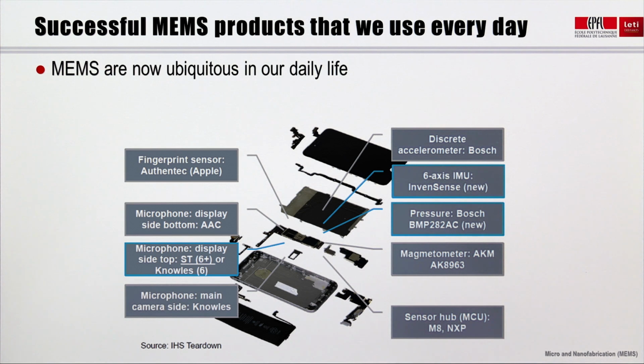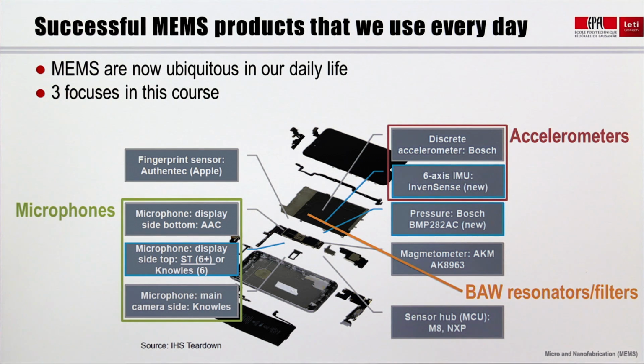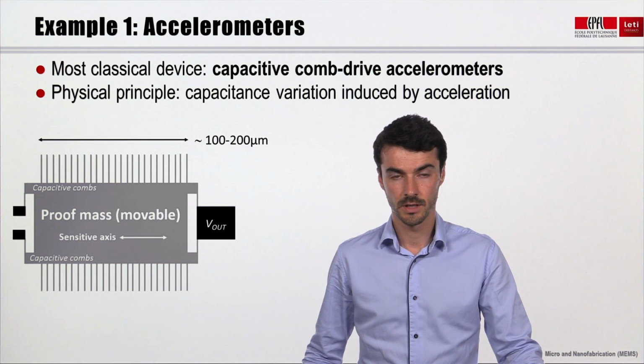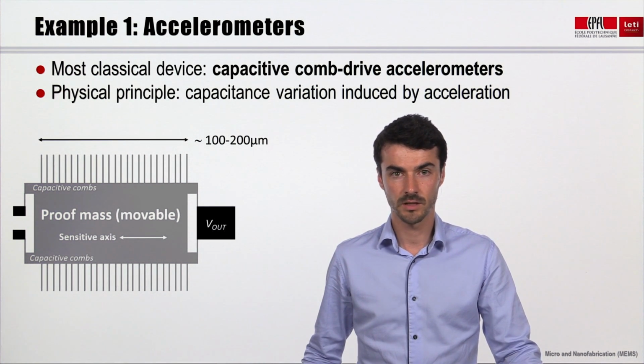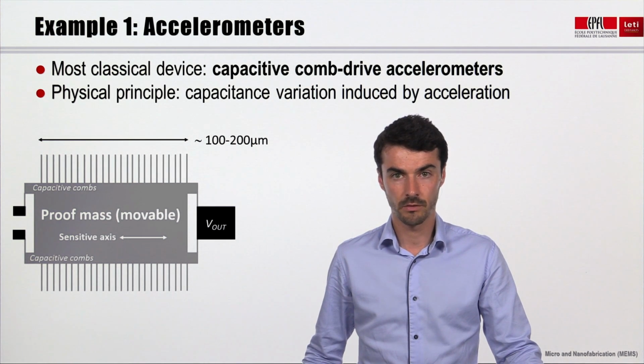In this lesson, I would like to focus on three applications. First, accelerometers, so acceleration sensors. Second, microphones. Third, BAW resonators and filters. BAW stands for bulk acoustic wave resonators. Let's start with the accelerometers. Technically speaking, the most classical device is a capacitive comb drive accelerometer with electrostatic actuation and capacitive detection by means of a set of lateral combs.